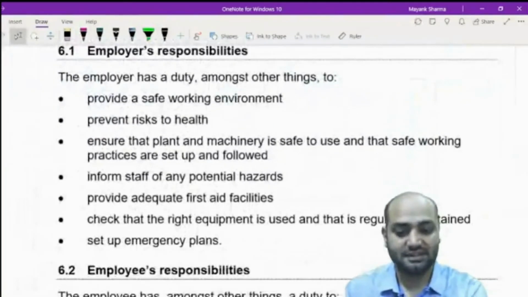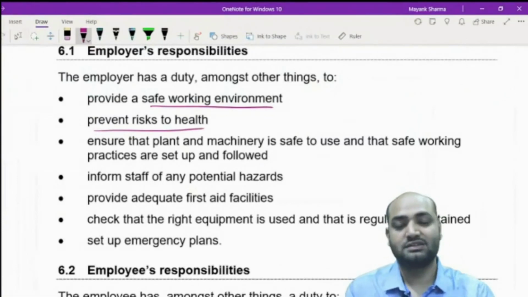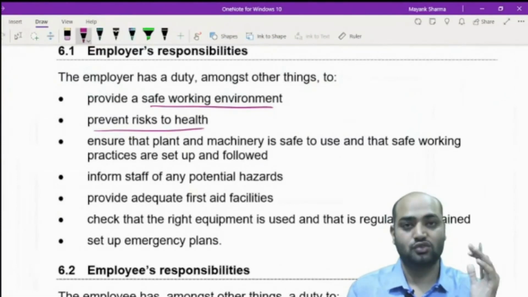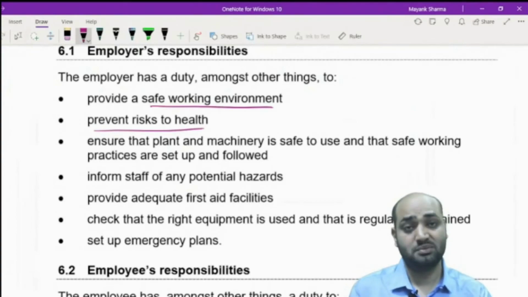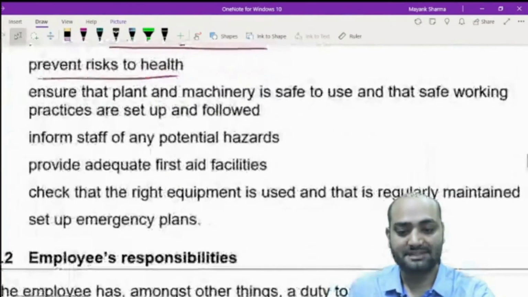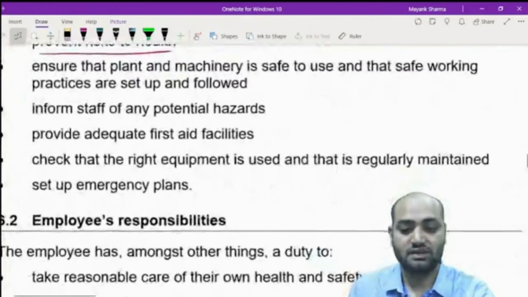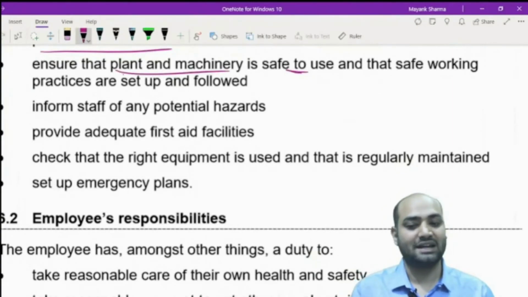Employers' responsibility is to provide a safe working environment, prevent risk of health, like emission of harmful gases should not be there in the workplace. It should be flared up, or it should be burned, or it should be destroyed, processed in such a way that it cannot access the areas where workers or humans are there. Ensure that plant and machinery is safe to use, and the safe working practices are set up and followed also.